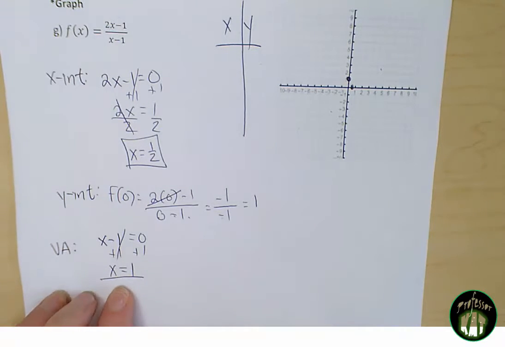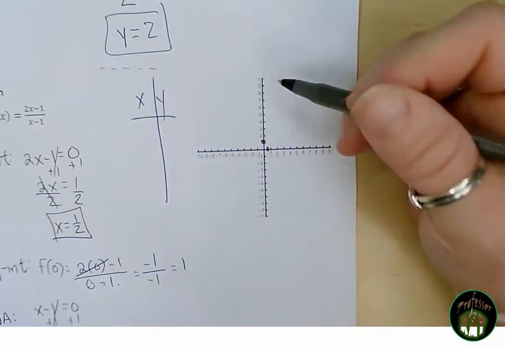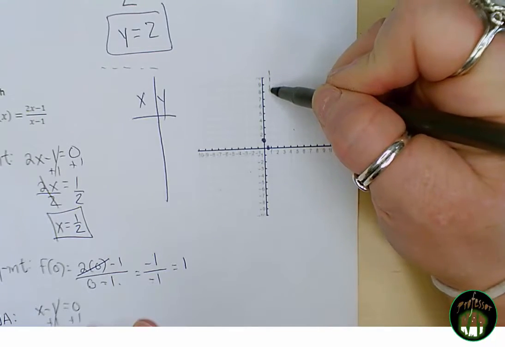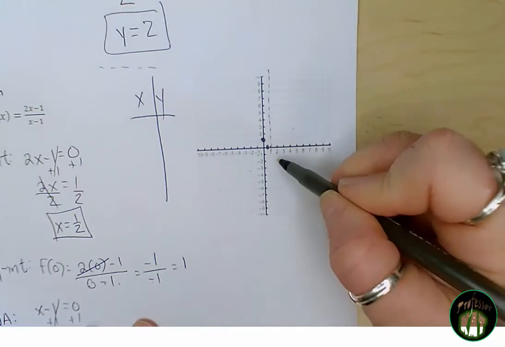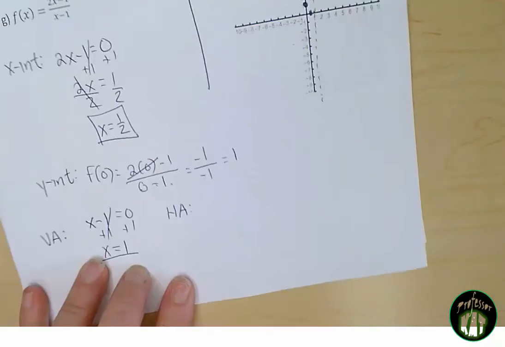So that's not a point. Keep in mind that it's an equation of a line here. What that tells us is that at a positive 1 on our graph, we have a vertical asymptote, an imaginary line here at 1. So I'm going to go ahead and plot that.